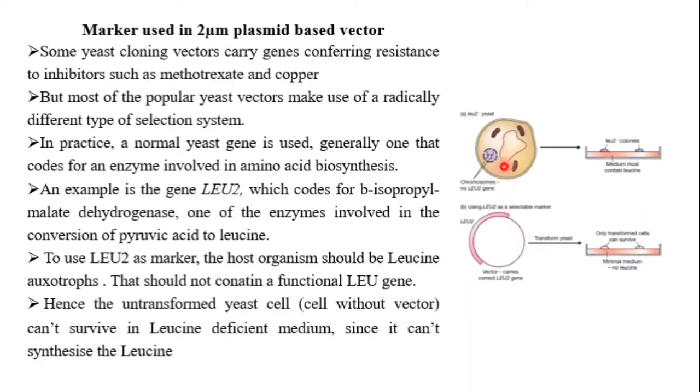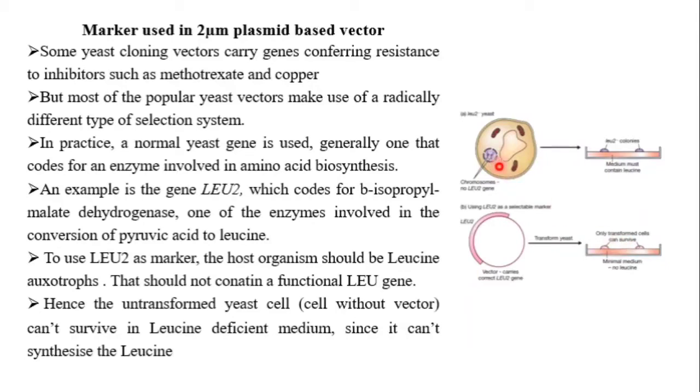Okay, this host cell is a leucine auxotroph. When we transfer this 2-micron plasmid to this host cell, the host cell will get the leucine gene, the LEU2 gene. That's why this organism is transformed. This transformed host cell can survive in medium without leucine.